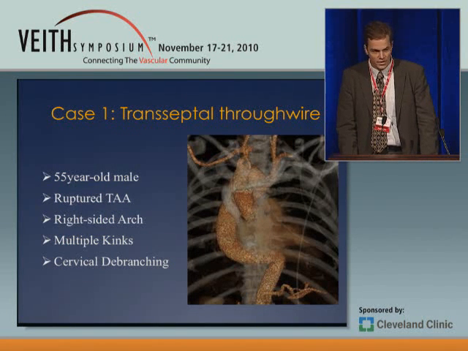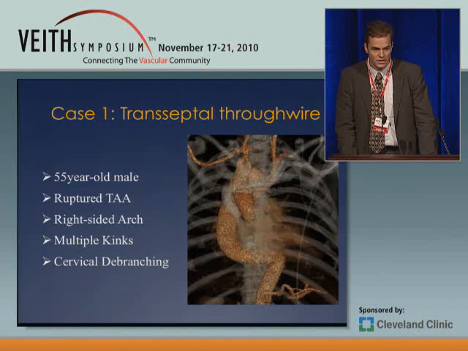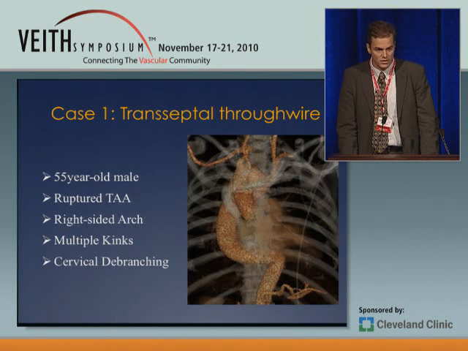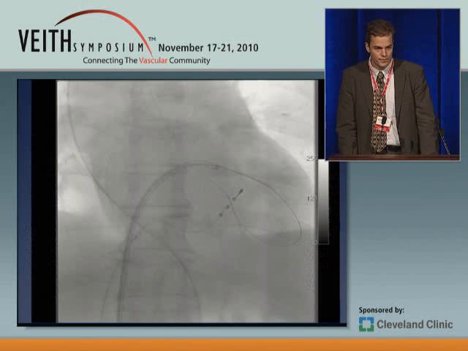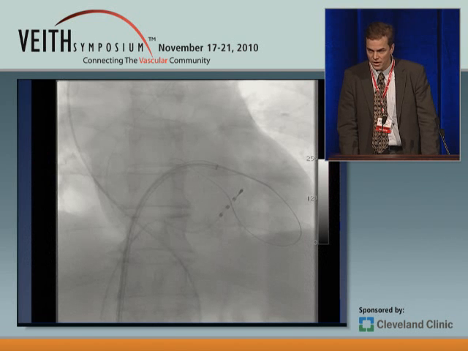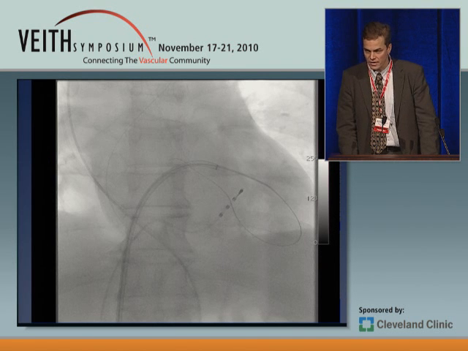First is a fairly young male patient with a ruptured thoracoabdominal aneurysm with a right-sided arch and multiple kinks, of which you see one here in the descending aorta. We did a cervical debranching on this patient, and you see that he also has a very kinked Gothic aortic arch. It was impossible in this patient to advance a standard endograft even with multiple stiff guide wires.